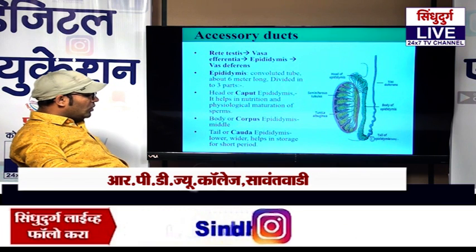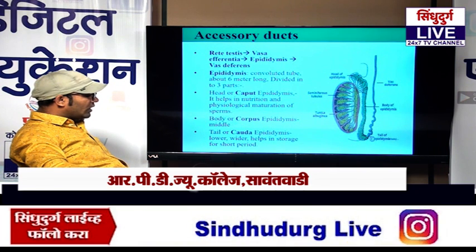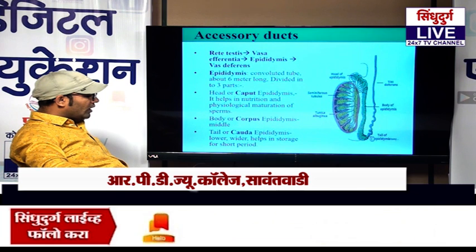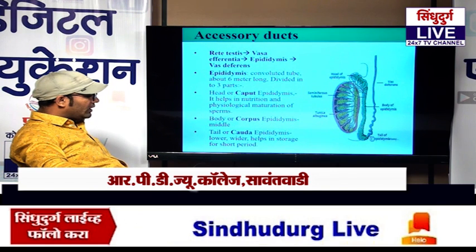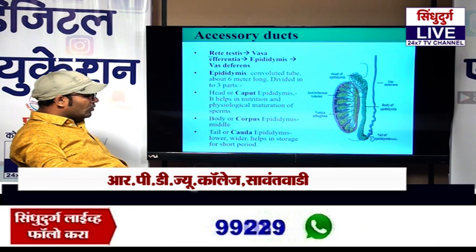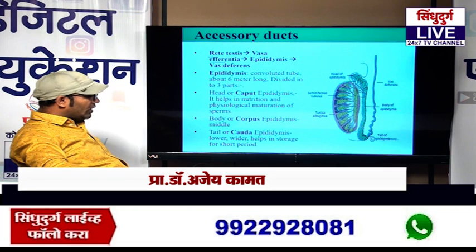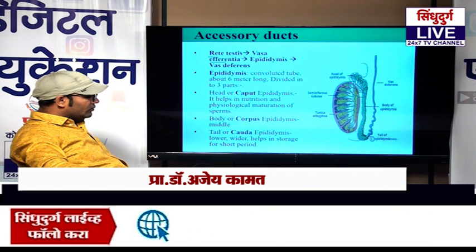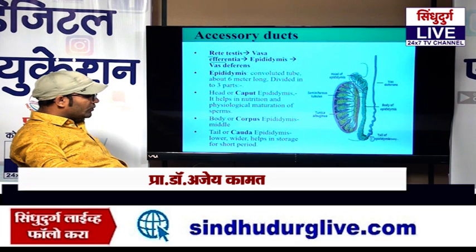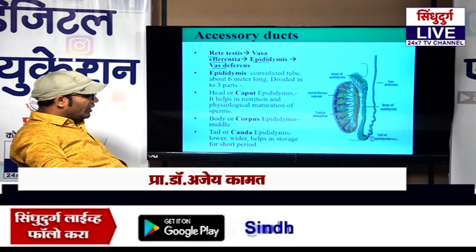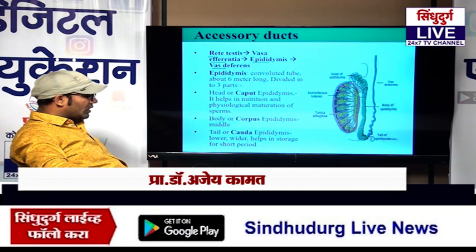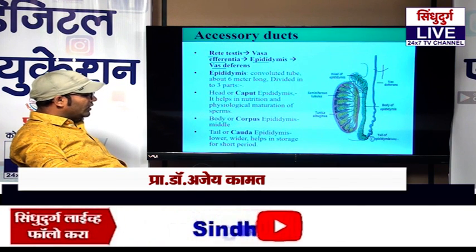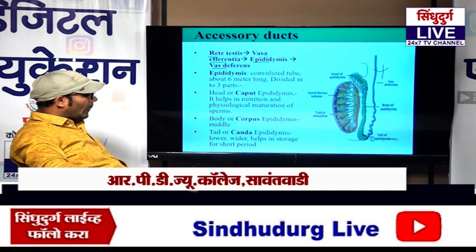Next, a number of seminiferous tubules come together and aggregate, and here in the diagram you can see they form the rete testis. The rete testis further forms the vasa efferentia. The vasa efferentia further form the epididymis, which is a C-shaped structure, and the epididymis further leads into the vas deferens. This one is the vas deferens. So let us see the epididymis in detail.